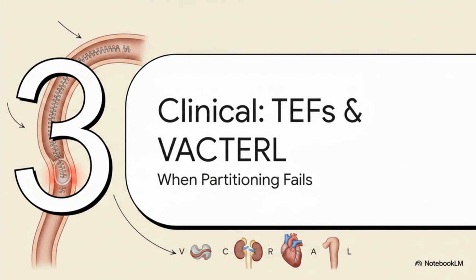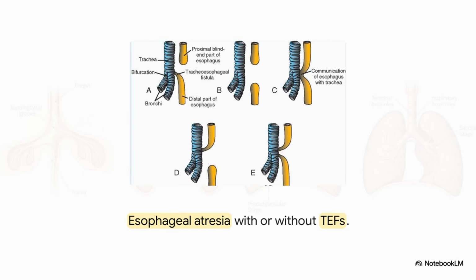Which brings us to part 3, our clinical focus on TEFs and VACTERL. Now, what happens when this partitioning fails? Well, when the tracheoesophageal septum doesn't form perfectly, we see some highly significant clinical abnormalities. Specifically, these failures result in esophageal atresia, which can happen with or without tracheoesophageal fistulas, or TEFs for short. These fistulas and those blind-ended pouches basically happen for one of two reasons. Either there's a spontaneous posterior deviation of the septum itself, or some external mechanical factor literally pushes the dorsal wall of the foregut anteriorly during development. Either way, the normal spatial geography is totally compromised.